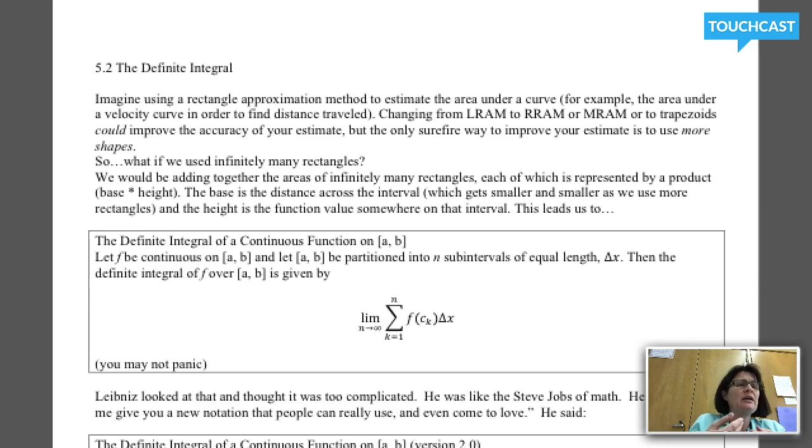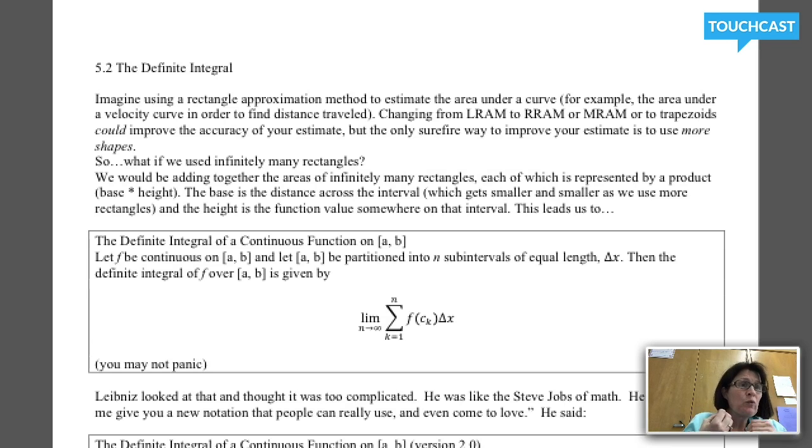And then we're going to learn lots of other things you can do once you know it. So you can imagine if I want to find area under a velocity curve, in 5.1 we learned to use rectangles or trapezoids to approximate that area if there wasn't already a geometry formula that we knew. And you could change back and forth from LRAM to RRAM to trapezoids to MRAM. And you might get a more accurate answer. You might be able to say something about whether your answer is more accurate.